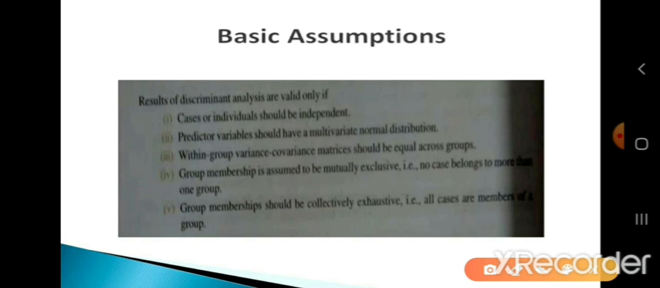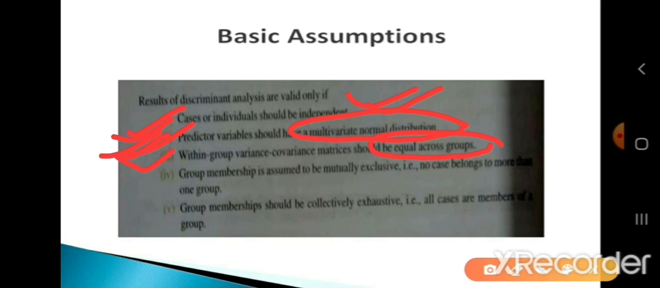Now the basic assumptions of discriminant analysis are: the cases or individuals should be independent. There should be no dependency of each variable. The predictor variable should have multivariate normal distribution. So the independent variables should be normally distributed. There should be no outliers. Within group variance and covariance matrices should be equal across groups, meaning there should be equal variance within the group.